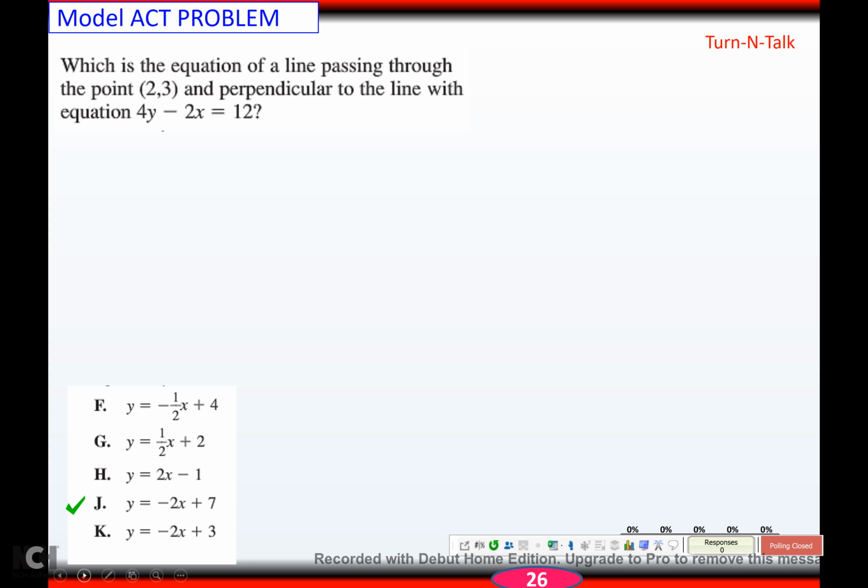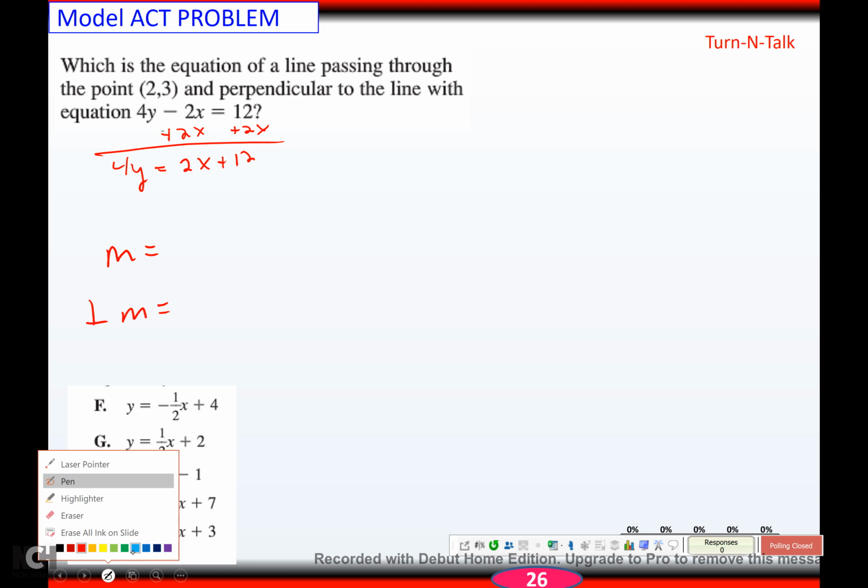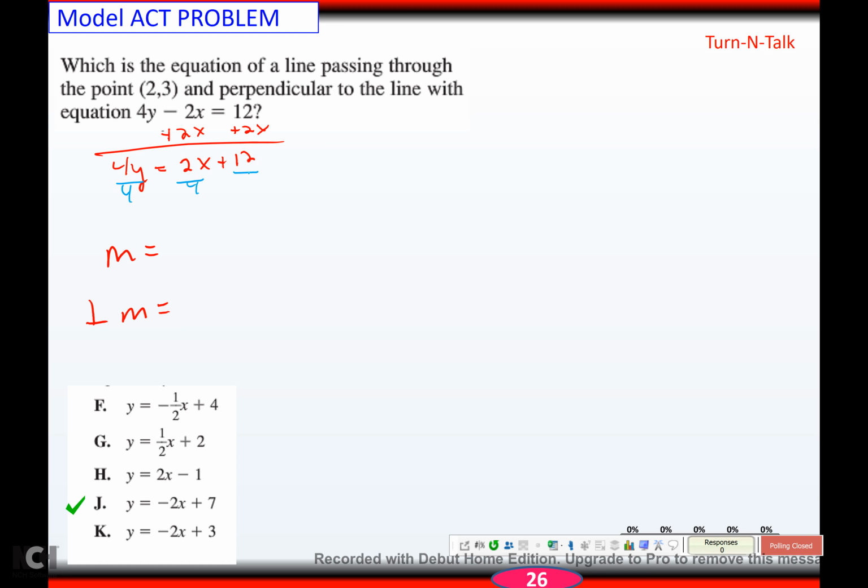Hopefully you got J. Alright, what is the equation of the line passing through the point 2, 3 and perpendicular to the line with this equation? Well, I need to get his slope so that I can get a perpendicular slope, which means once I find his, if I change the sign and flip it over, it'll be perpendicular to it. So to get y alone, I'm going to add 2x. That gives me 4y equals 2x plus 12. Divide by 4. And I get y equals 1/2 x plus 3.